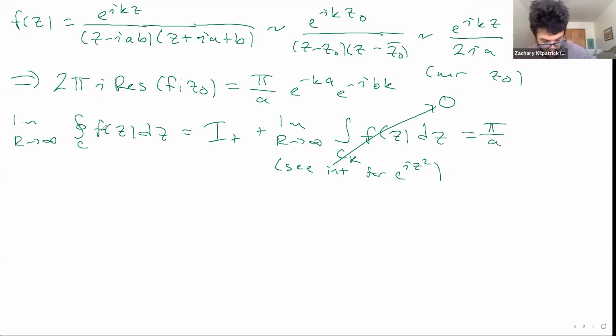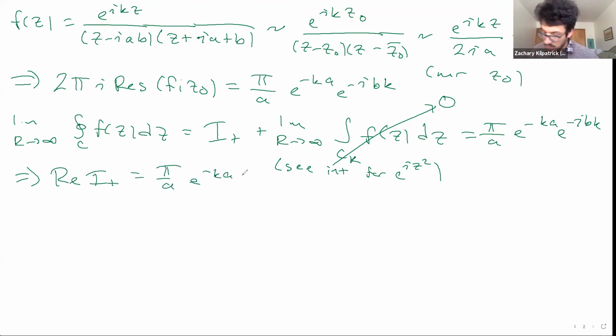And so that means that this integral I plus is just going to be pi over a e to the minus i k a e to the minus i b k. Okay. And then we just get from the residue theorem of this contour integral. So the real part of I plus is going to be pi over a, e to the minus ka, cosine dk, which is equal to our integral I. All right.